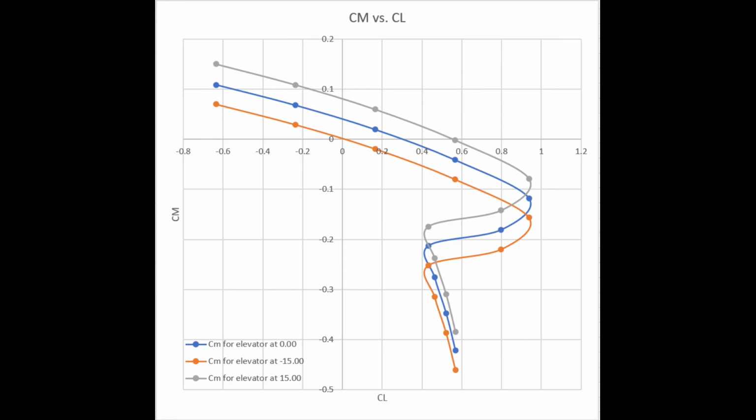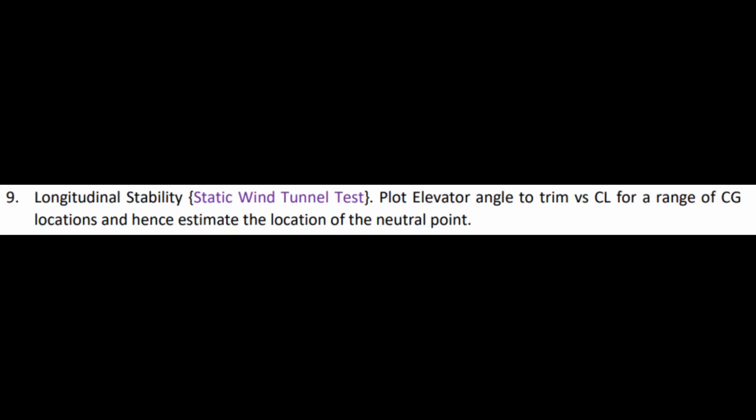Here, we see the moment coefficient against CL at different elevator settings. The best performance corresponds to a CM of 0, which happens when the elevator is trimmed at -15 degrees.